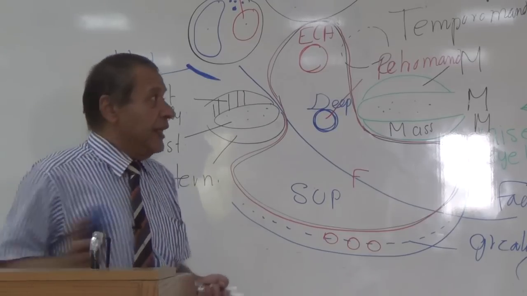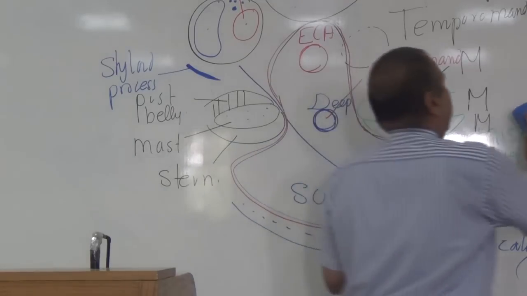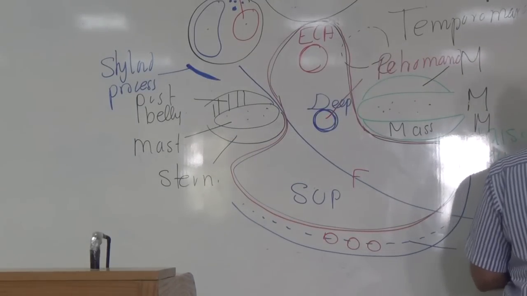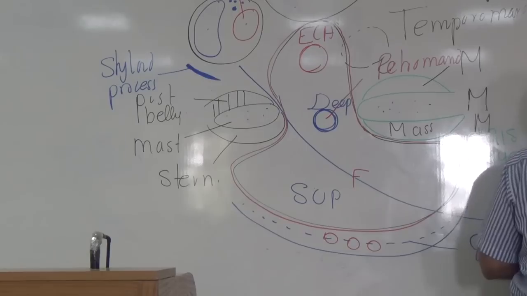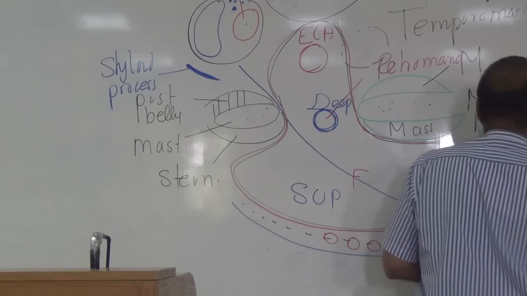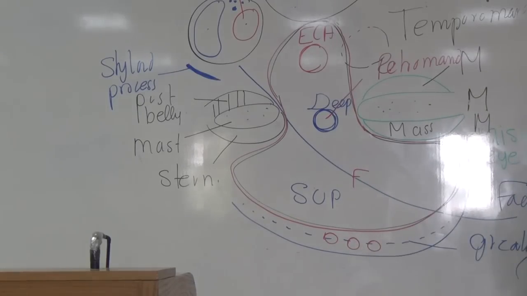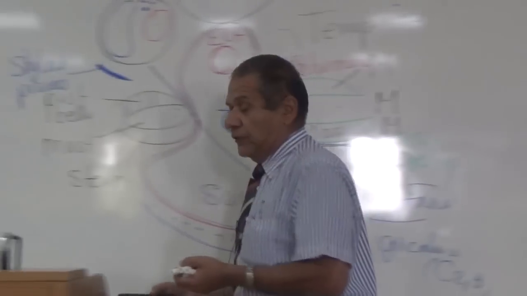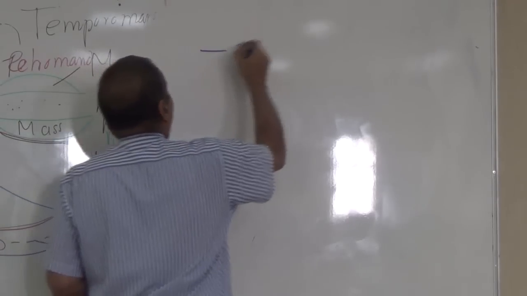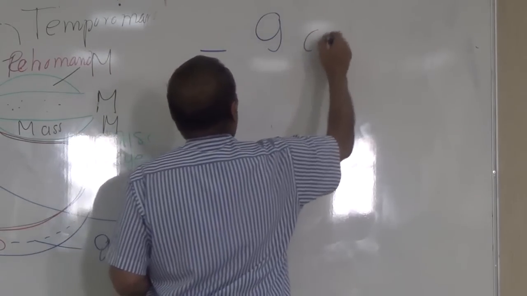Another important thing is the nerve supply of this gland. It has a parasympathetic nerve supply, a sympathetic nerve supply, and a sensory nerve supply. The gland gets its parasympathetic nerve supply from the glossopharyngeal nerve, cranial nerve number 9. This is the parasympathetic.